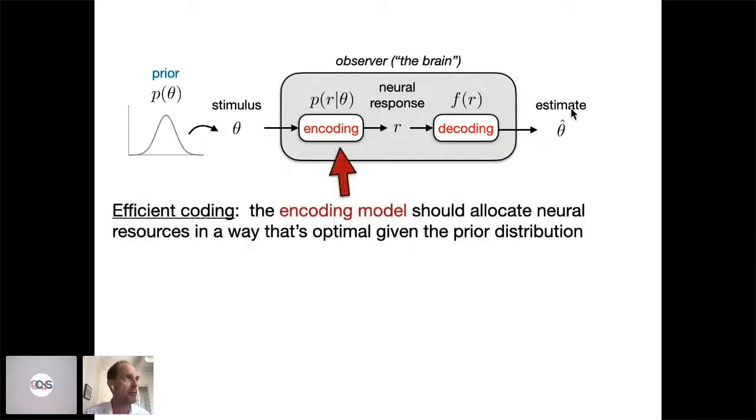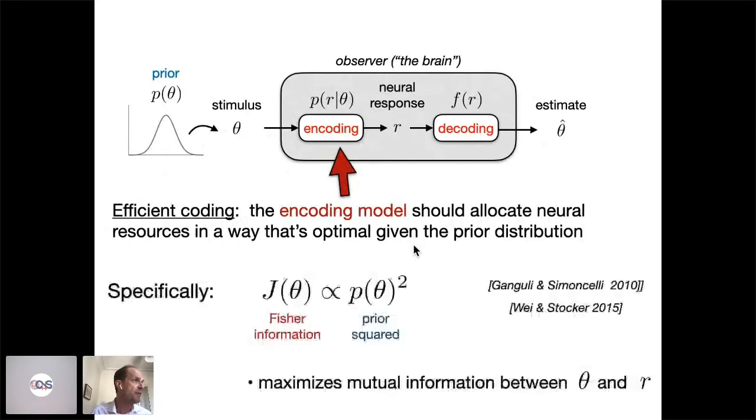Efficient coding tells us something about the relationship specifically between this encoding distribution P of R given theta and the prior. In particular, it tells us that the encoding model should allocate neural resources in a way that's optimal given the prior distribution, okay? And I'll unpack in a second what that means. Intuitively though, it would mean that if I have a certain stimulus that I observe all the time, for example cardinal axes orientations, I might want to devote more neural resources to representing those cardinal axes because they come up all the time than I would to oblique axes, which are less common. And in the limit of a feature that never occurs in the environment, I should not allocate any resources to encoding it because it just doesn't come up.